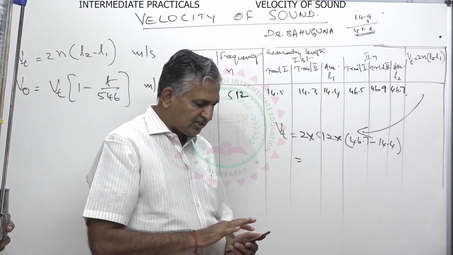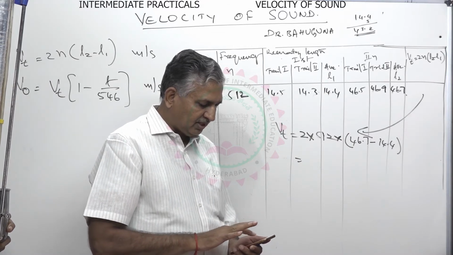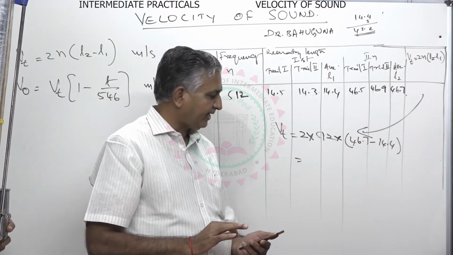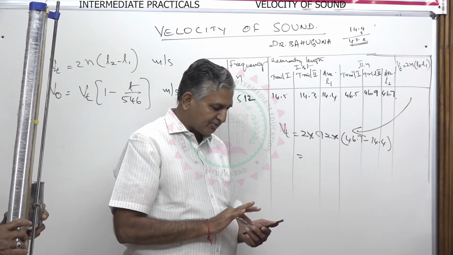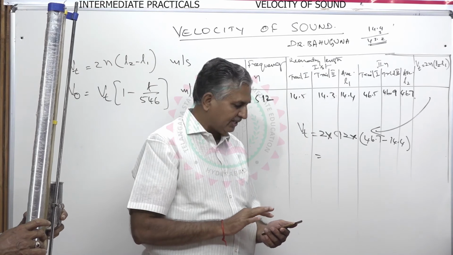Do you know what is the velocity of sound in the air? It is 330 meters per second or 340 meters per second.